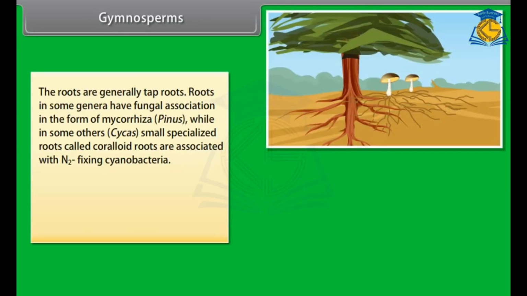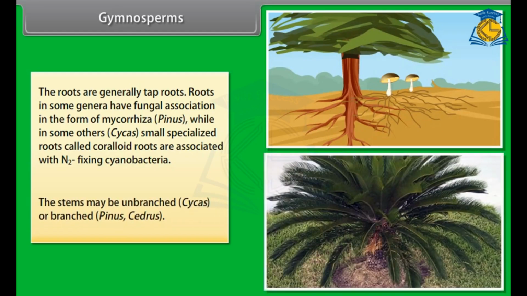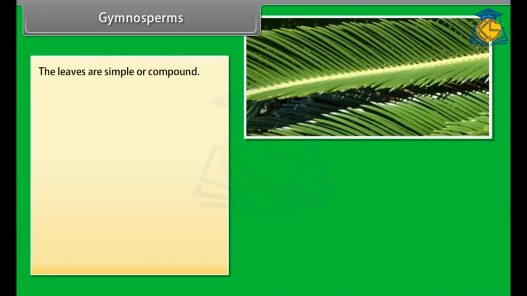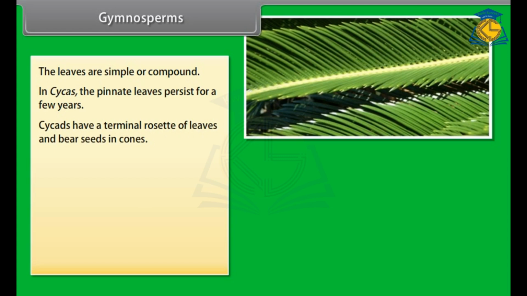The roots are generally taproots. Roots in some genera have fungal association in the form of mycorrhiza, as in Pinus, while in some others, such as Cycas, small specialized roots called coralloid roots are associated with N2-fixing cyanobacteria. The stems may be unbranched, as in Cycas, or branched, as in Pinus and Cedrus. The leaves are simple or compound. In Cycas, the pinnate leaves persist for a few years. Cycads have a terminal rosette of leaves and bear seeds in cones.